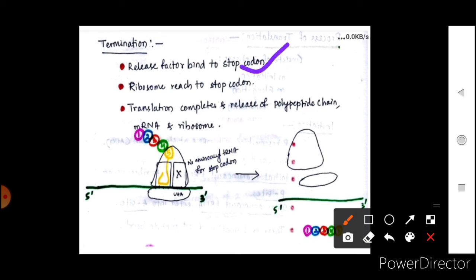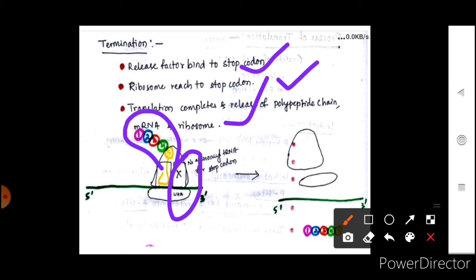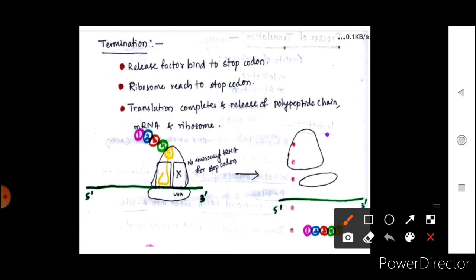Okay, now the ribosome will reach the stop codon. As soon as there comes a stop codon, we know that there is no tRNA for the stop codon, so the translation will be stopped. The translation will complete, and the polypeptide chain, the messenger RNA and the ribosome will be released. Okay, so there is no tRNA for the stop codon. So this chain is formed, and this is now the polypeptide chain, and after that the ribosome's larger subunit and smaller subunit also get dissociated.